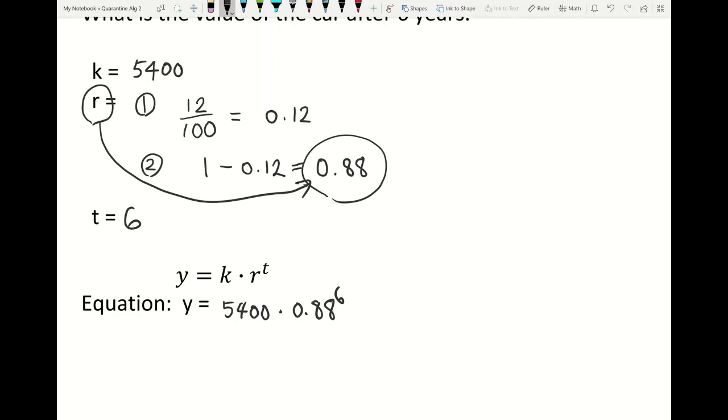So let's take out your calculator and figure it out. And I get 2,507.78. So a $5,400 car is going to be valued at about 2,500, about half of the original, in 6 years. Okay.